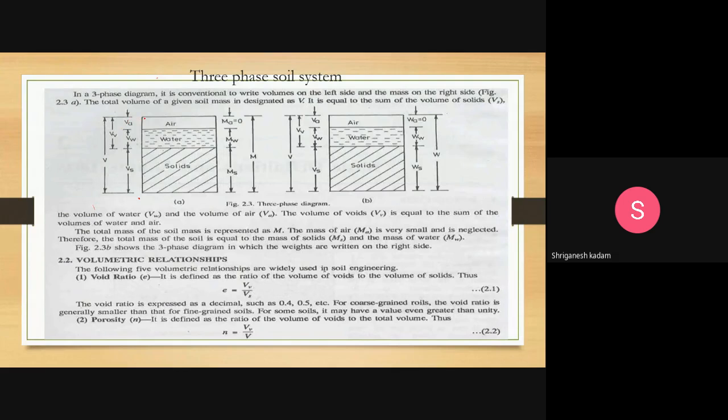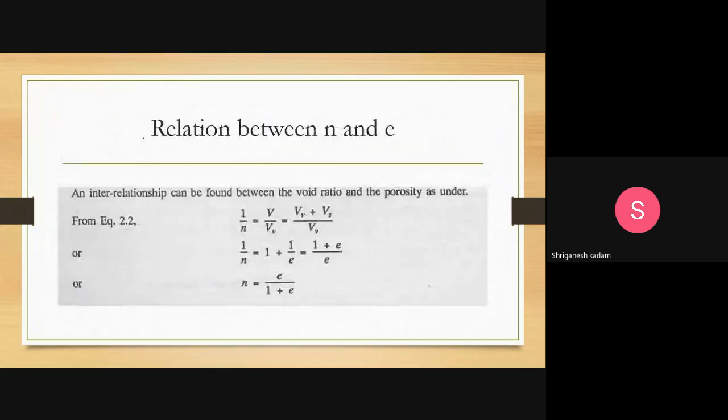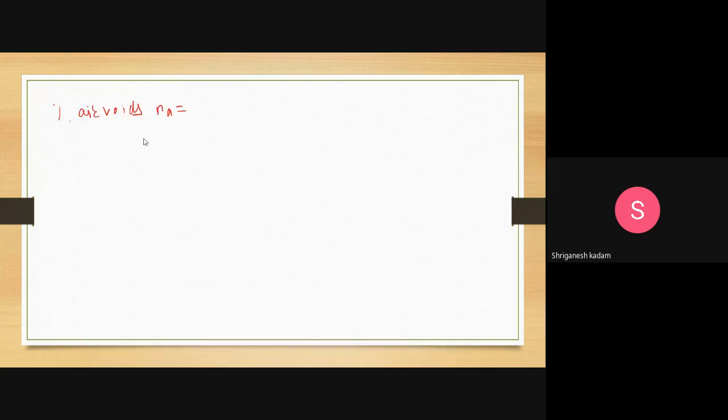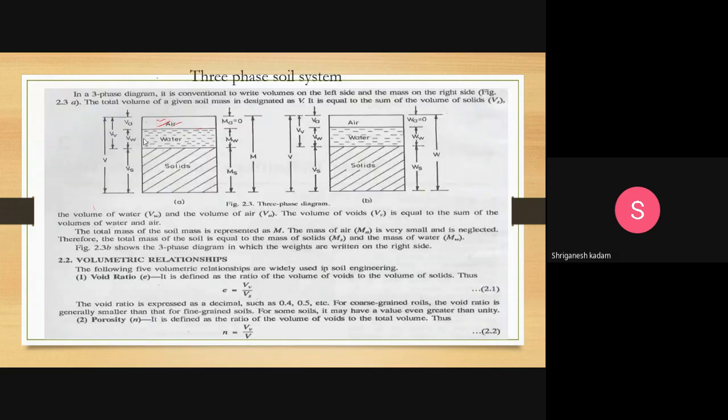So volume of air here, this is the volume of air, and this is the volume of void. Okay, in the total volume, what is the volume of air, that is percentage air void. In this total volume of soil, what is the volume of air, that is percentage air void. Notation is Na, volume of air divided by total volume.